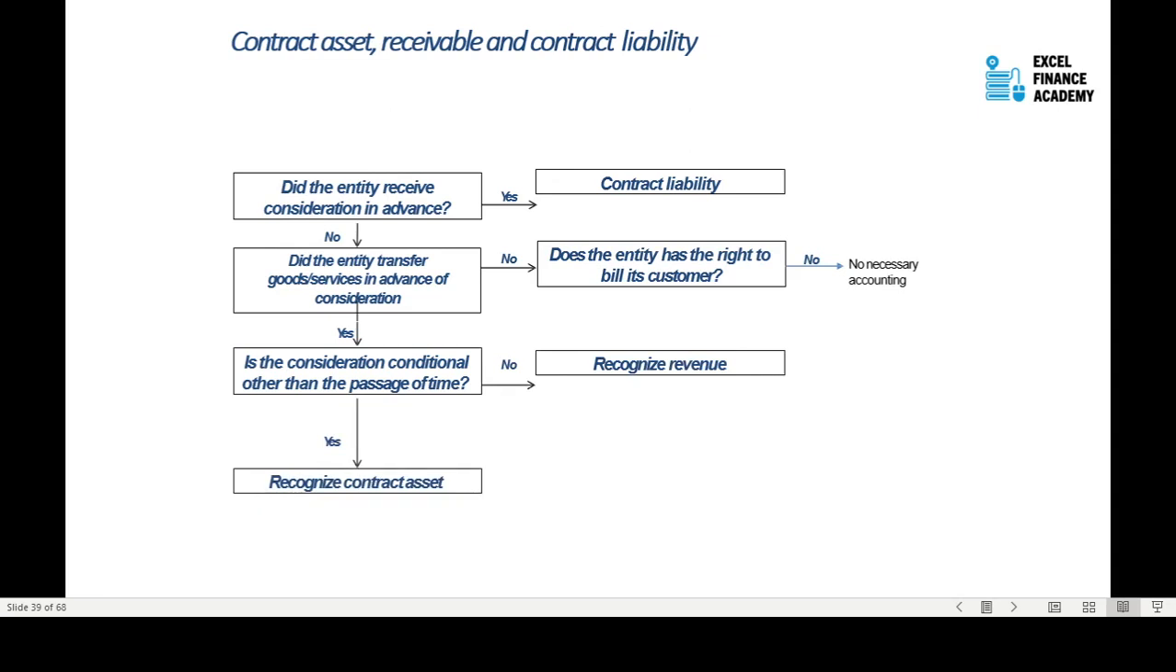This means we are not going to recognize the revenue, but we will record the amount as a contract asset. And if we are able to bill that amount to the customer, then it will be considered as a receivable. Otherwise it will not be considered as a receivable either. Now that is the contract asset, receivable, and contract liabilities.